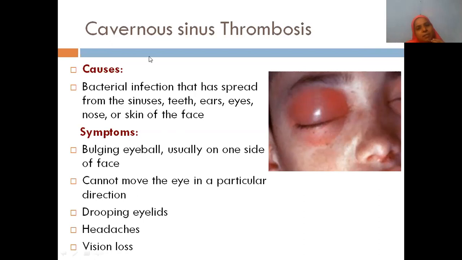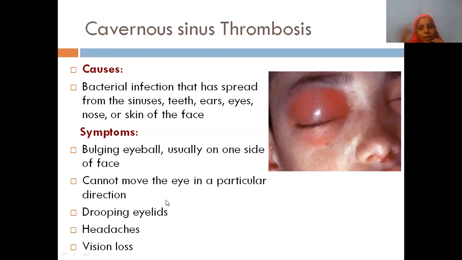So, in case the cavernous sinus is infected, whenever there is a blood clot, you will see bulging of the eyeball, usually on one side of the face. Whichever cavernous sinus is involved, on that particular side you will see this bulging, because the cavernous sinus is closely related to the orbit, and the venous blood is getting collected over there.